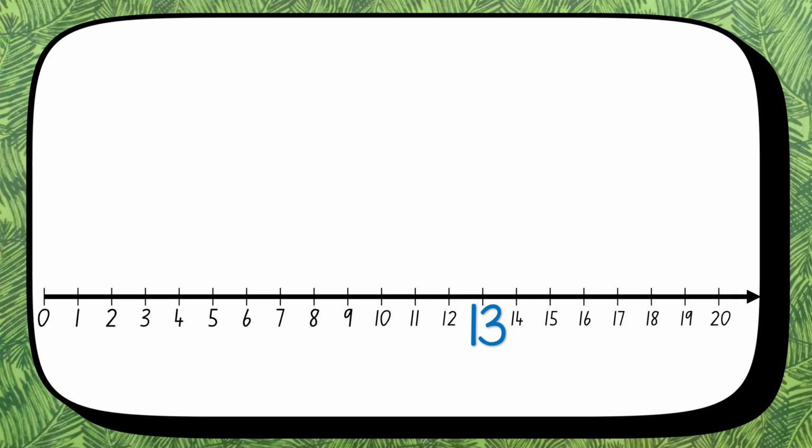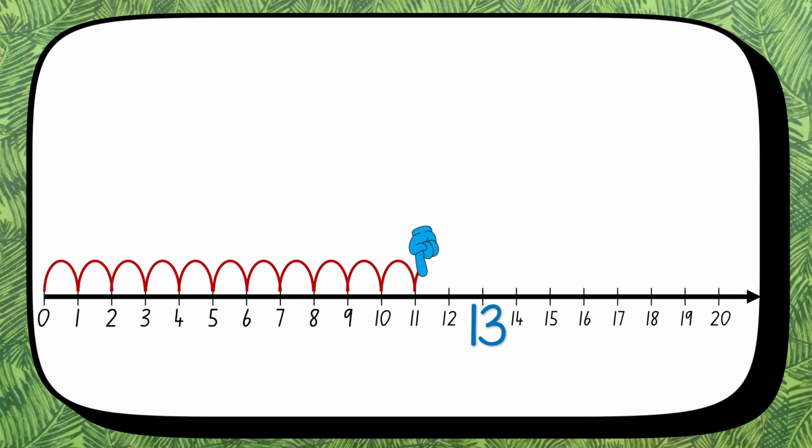Alright, let's start from 0 and count to 13. Point along with your finger. Ready? 0, 1, 2, 3, 4, 5, 6, 7, 8, 9, 10, 11, 12, 13.